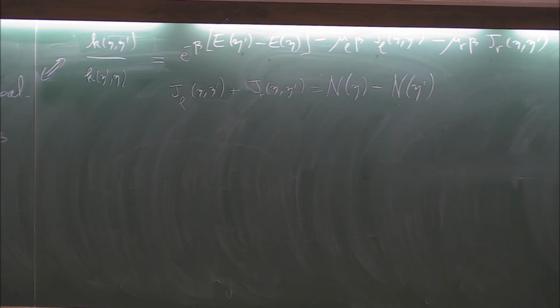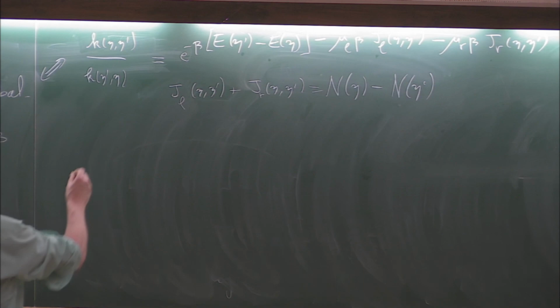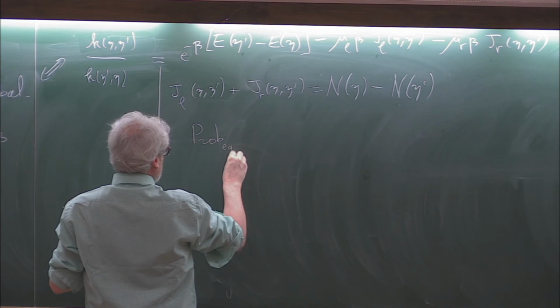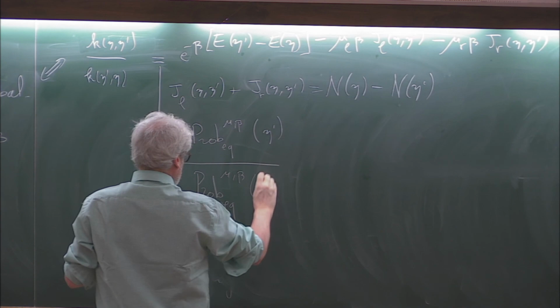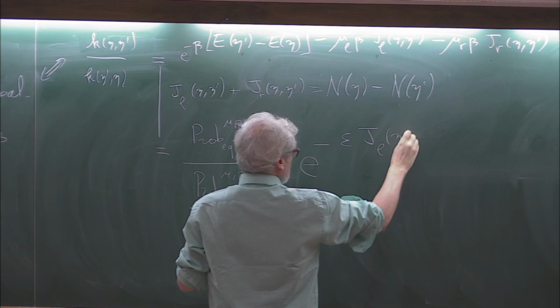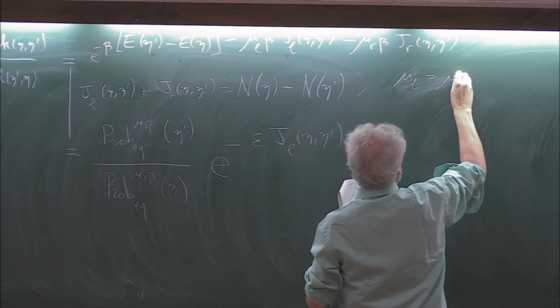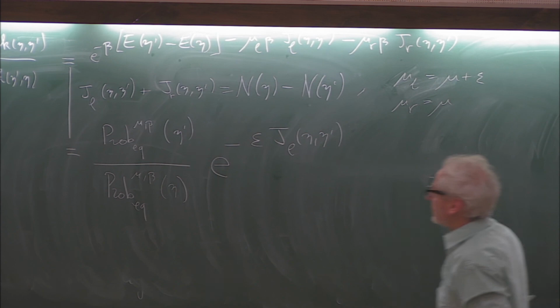Good. Now, if you see these relations, and this is like another two-line computation, this will lead to the fact that this ratio of forward and backward transition rates can be written as follows. It can be written as the probability in equilibrium for the grand canonical ensemble of having eta prime, divided by the probability in equilibrium for having eta, times an exponential of minus epsilon j_L, where epsilon is just here defined as a distance to equilibrium. So I take epsilon so that μ_L is equal to μ plus epsilon and μ_R is equal to μ. Okay, some explanations with these formulas. So I almost completely did the computation which has been leading to this equality.